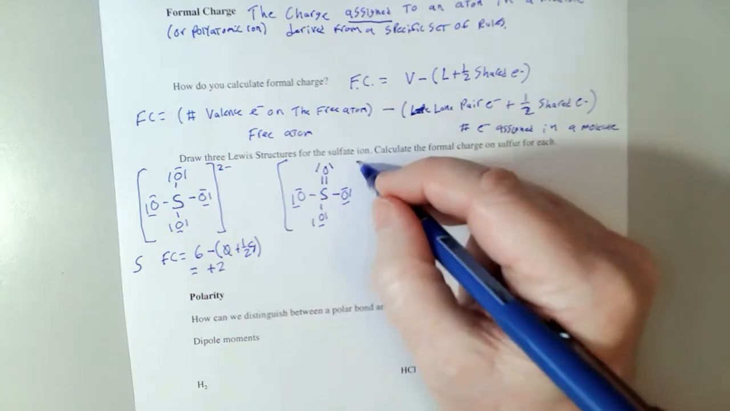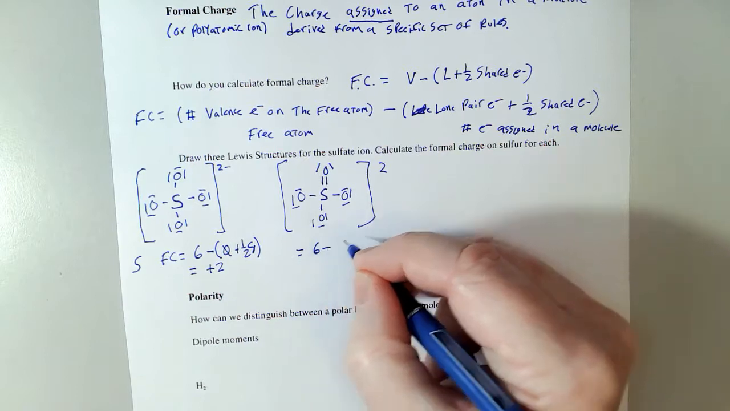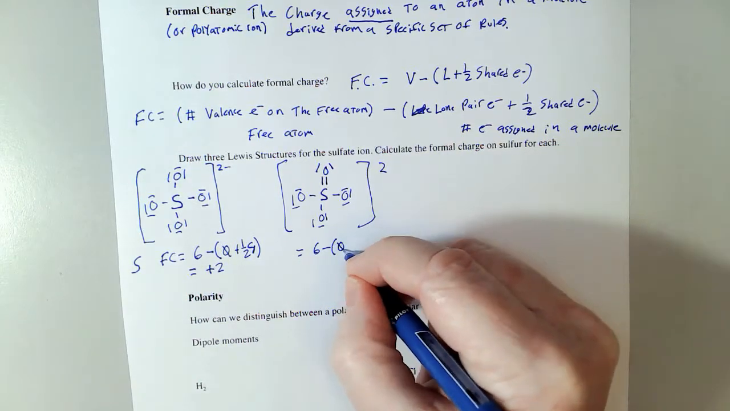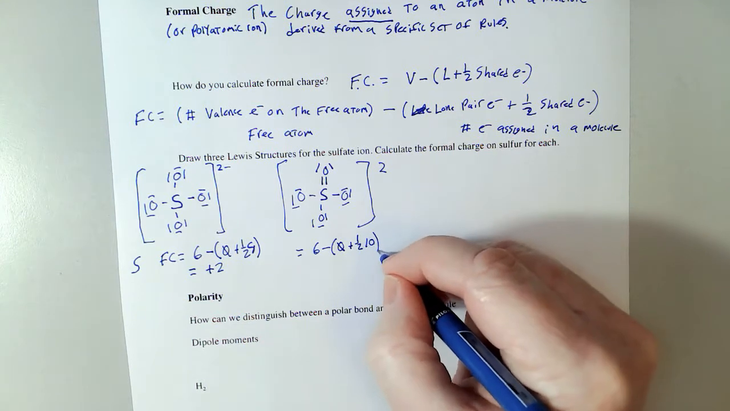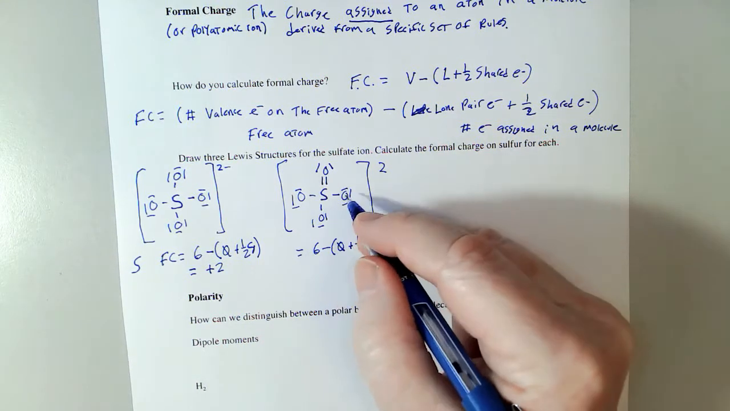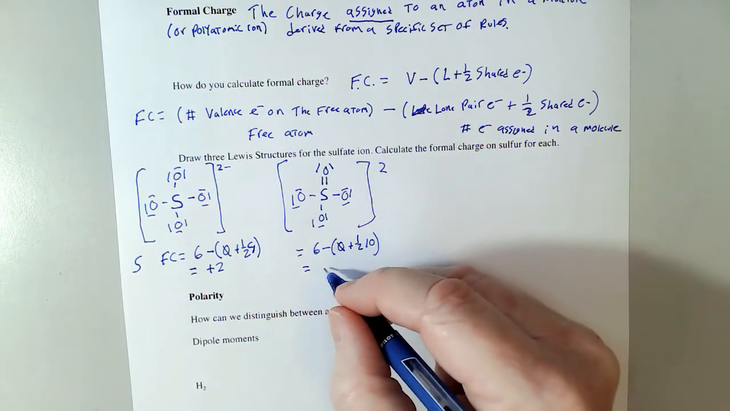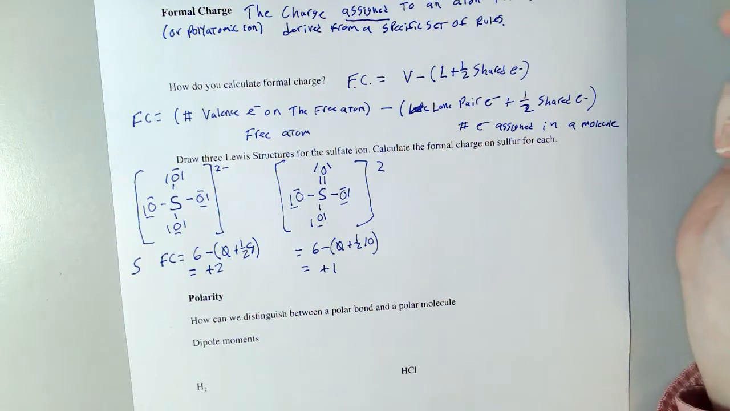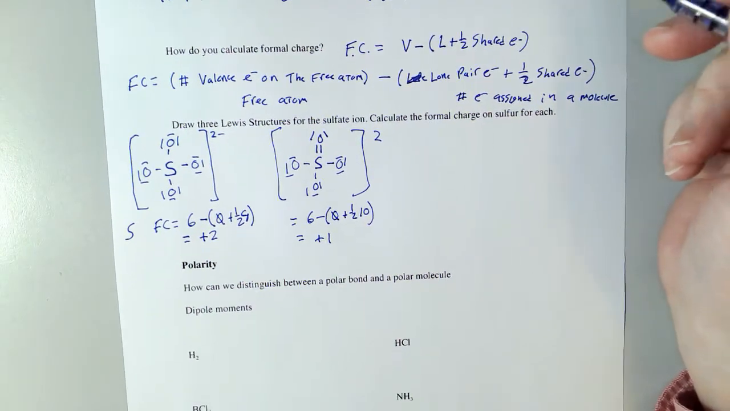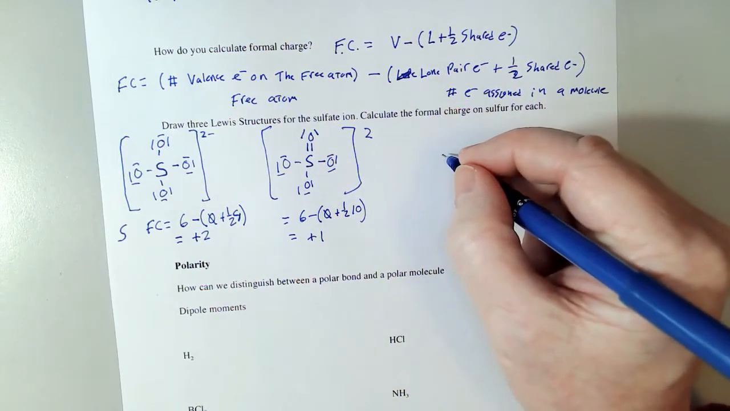And when I look at that, I get the formal charge by saying 6 minus, still no lone pairs on the sulfur, and 1/2 of 10: 2, 4, 6, 8, 10. So what does this equal? Half of 10 is 5, so that's a positive 1. So electron density is still going to be pulled towards the sulfur because its formal charge is positive.